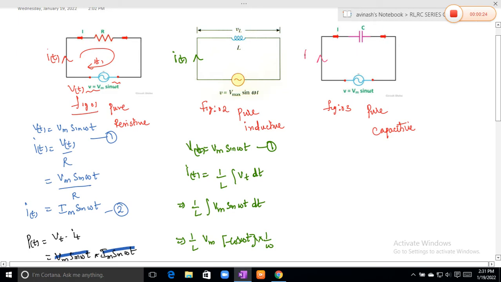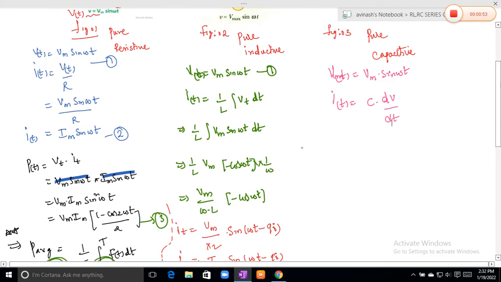The current is I of t. Let me name V of t is equal to Vm sine omega t, equation number 1. Then what is the current flowing through the capacitor? The current flowing through the capacitor is I of t is equal to C times dV by dt. C times dV by dt.